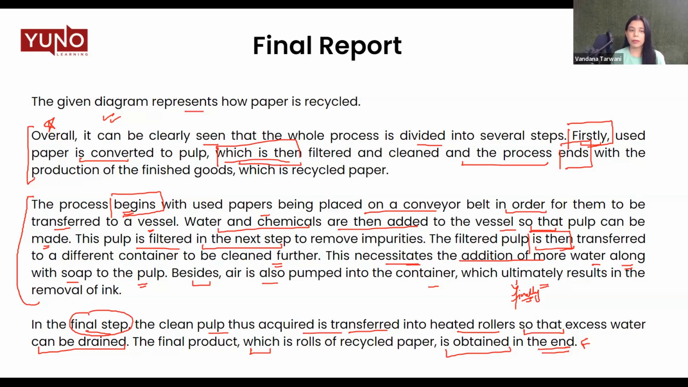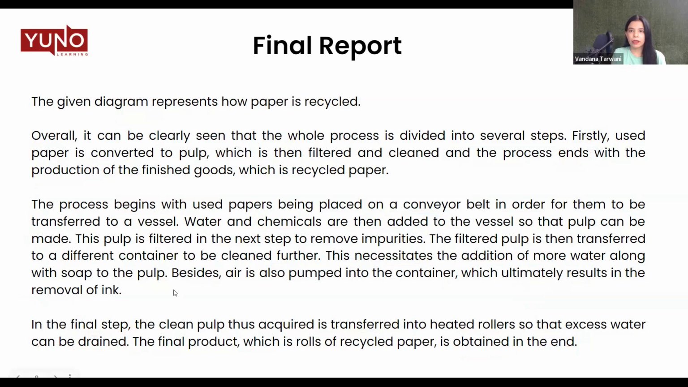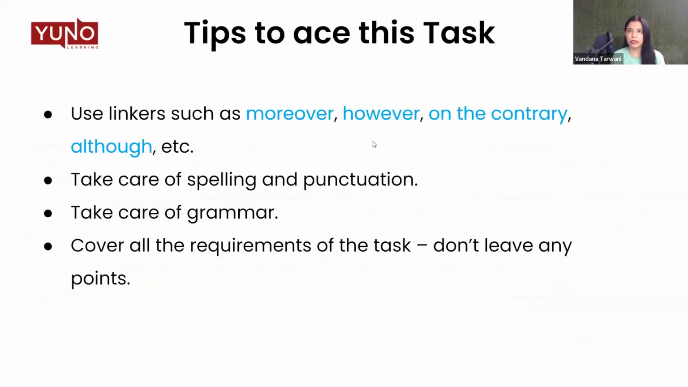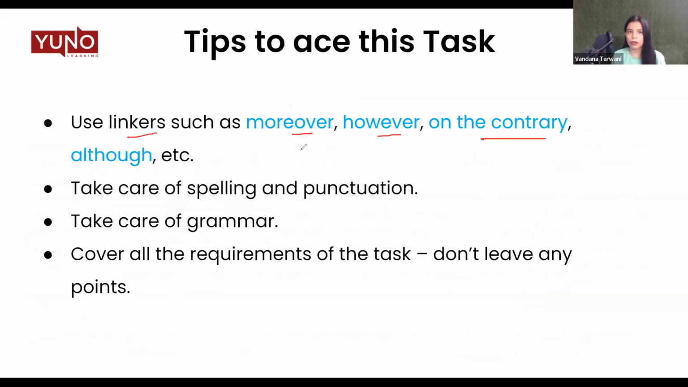Let's talk about some important points to remember. Now, if you want a high band score on your coherence and cohesion criterion, you have to use linkers such as moreover, however, on the contrary, although, and so on. Now, one problem while using linkers is that sometimes students go overboard with them. That is one problem. You need to keep one thing in mind, that you are going to use linkers wherever they are required. You will not forcefully bring them in every single sentence, even if they are not required.